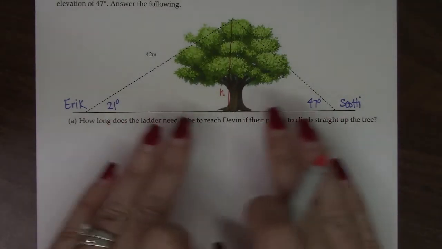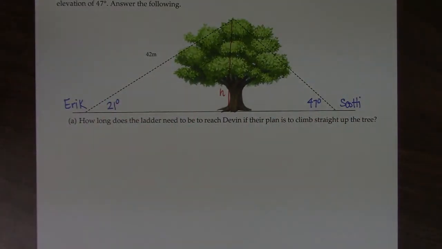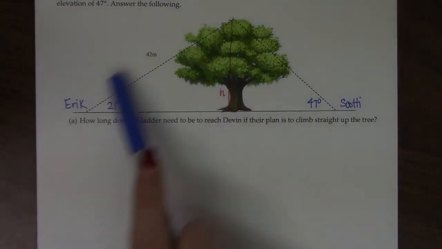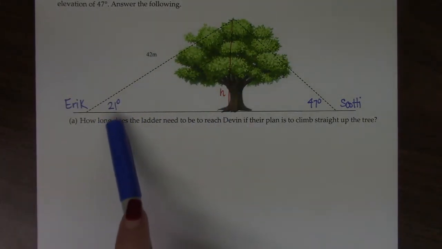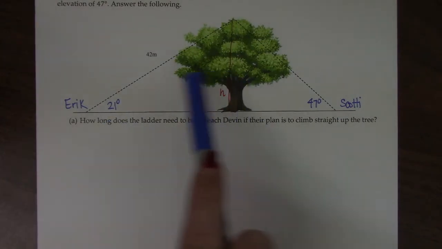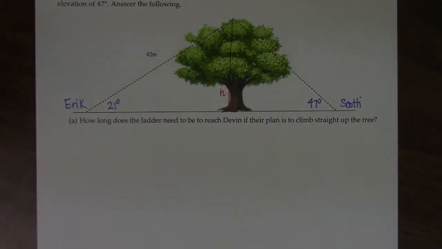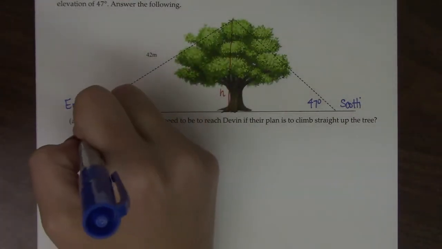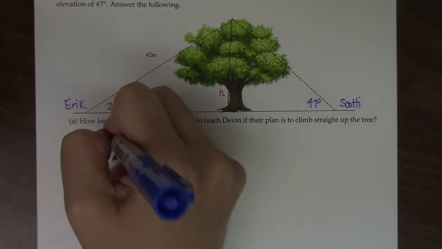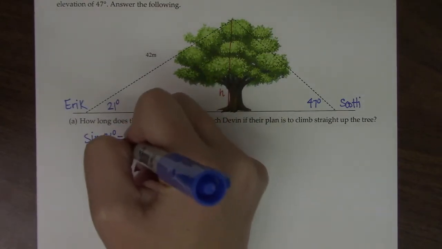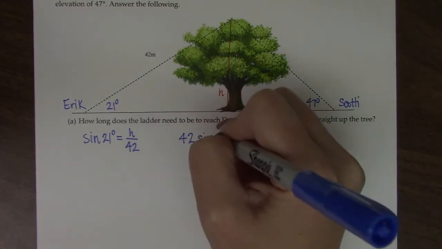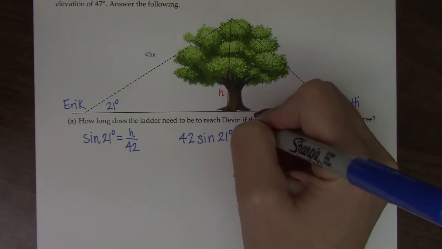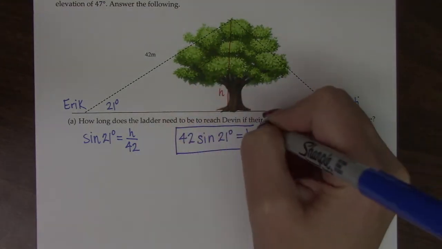So as we can see, I now have 2 right triangles that I can deal with. So if we look at the triangle on the left, I actually know more information here. I know the angle, I know one of the sides, and I'm looking for the other side. So the side I want is the side opposite, and the side I have is the hypotenuse. So opposite over hypotenuse is sine. So I can say, well, the sine of 21 degrees is h over 42. So 42 times the sine of 21 degrees equals h. So that's the length of the ladder.